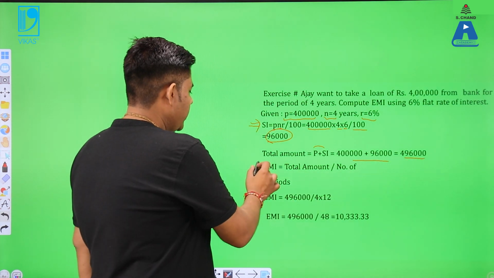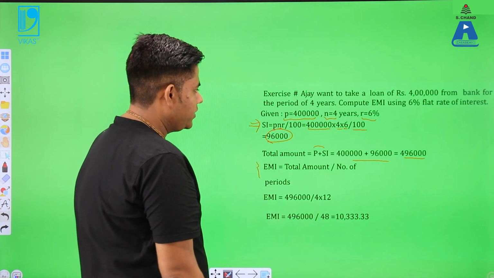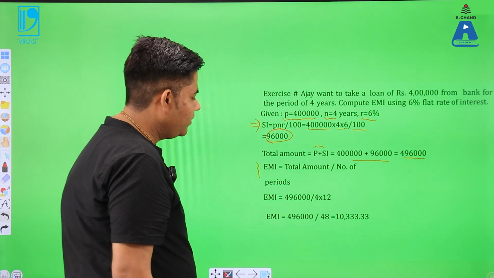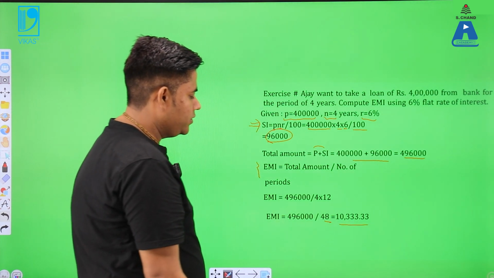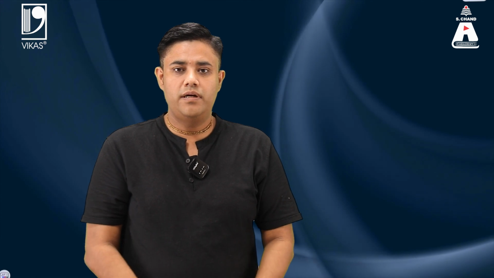So EMI is when I divide this amount by the number of periods. That number of periods was 4 years, so I need to convert that into months. 4 into 12, and I'll get 10,333.33 as my EMI. With this, we come to the end of this video, in which we have learnt about the cases of EMI calculations, and also seen the different aspects of annuity calculations.